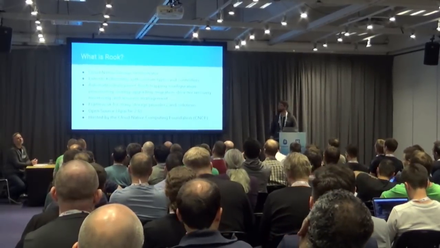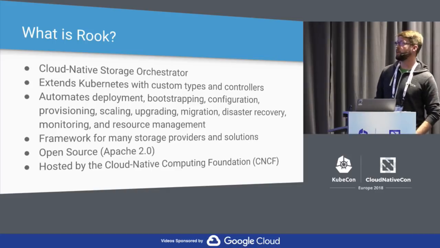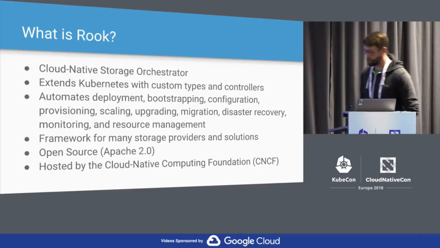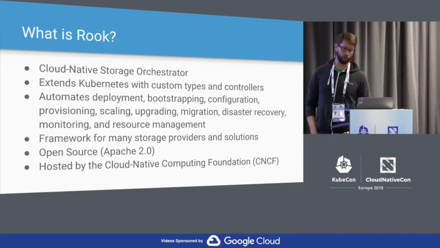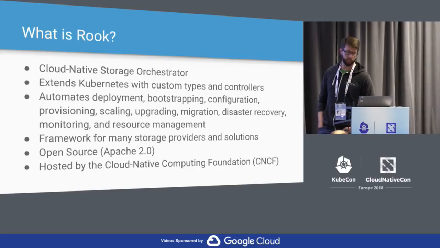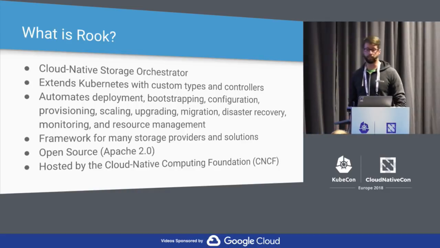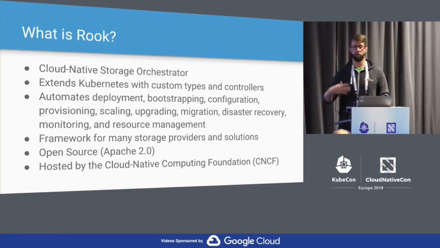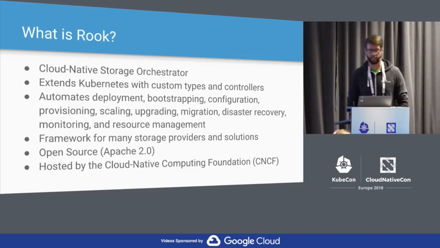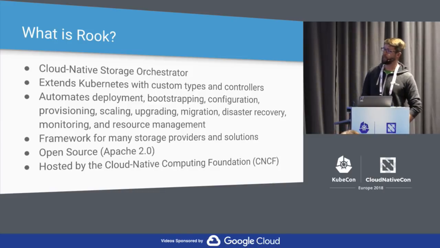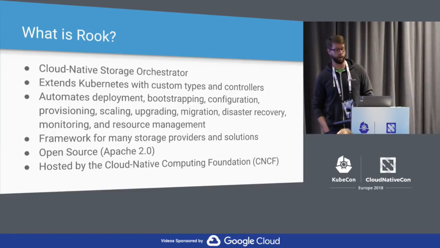So let's talk about what Rook is. Rook is a cloud-native storage orchestrator. What that means is that in cloud-native environments, you can use Rook to deploy, manage, set up, and configure all different types of storage solutions. Inside Kubernetes, you can use it to deploy, let's say, Ceph or Minio or some other storage solutions into cloud-native environments. It does that by extending Kubernetes with custom types and controllers that we call operators, and we'll get into that more.